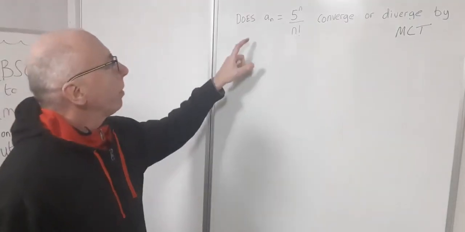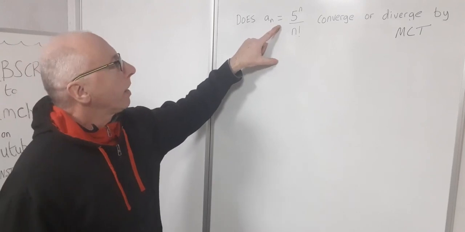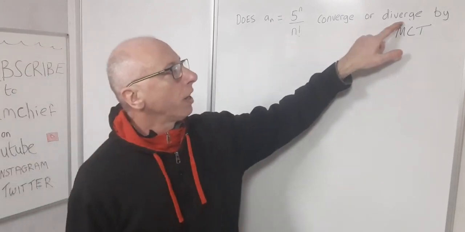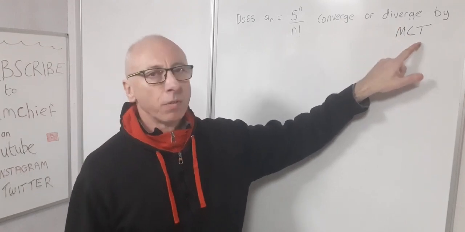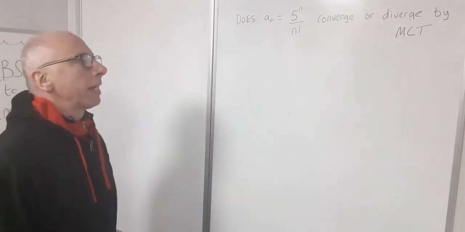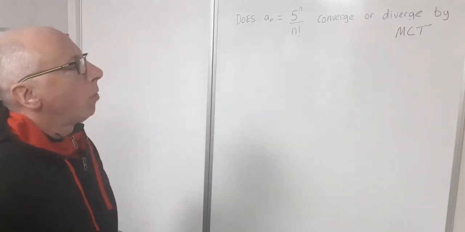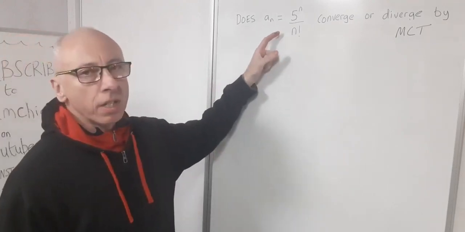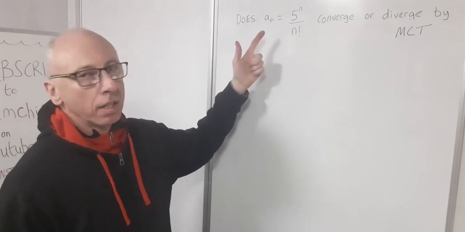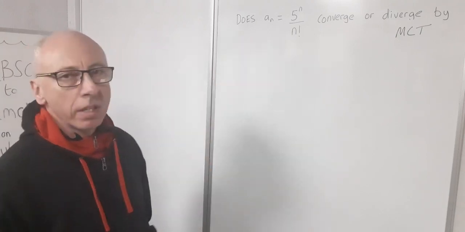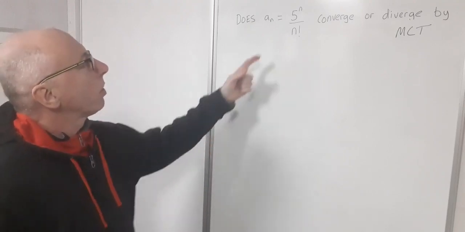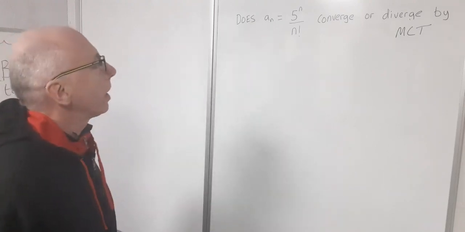So in this question here, we want to find out, does this sequence here, a of n, which is 5 to the n over n factorial, converge or diverge by the monotone convergence theorem? Now, one of the rules for the monotone convergence theorem is a sequence must be consistently increasing or decreasing. So if it does both, then maybe we can't have it. So let's have a look and see what we can do with this sequence here.